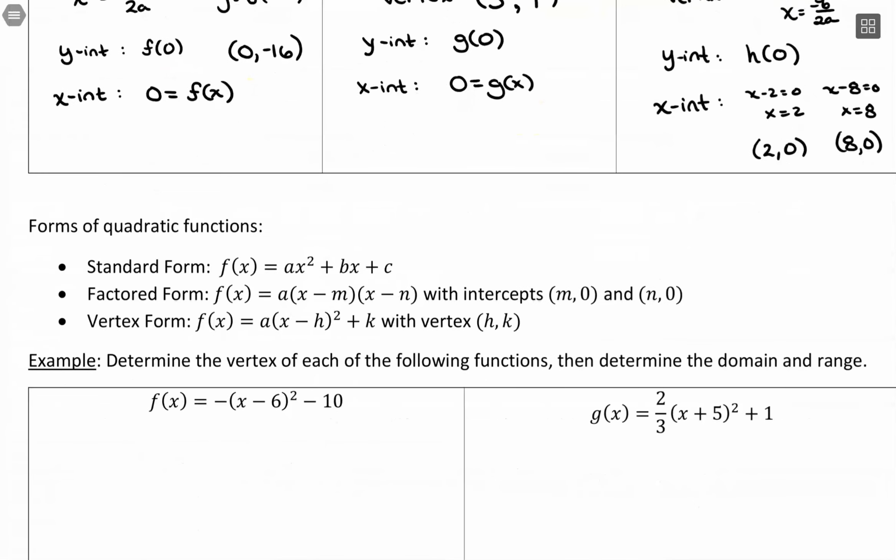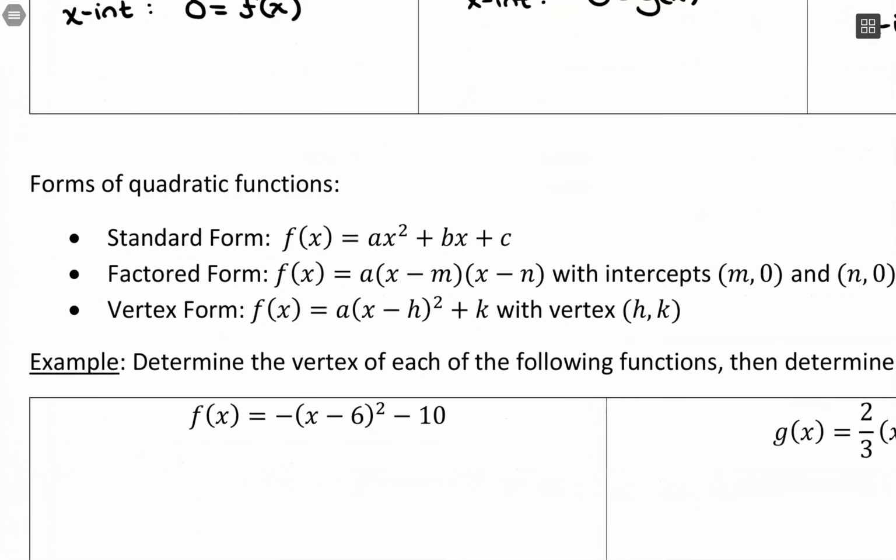So here's a summary of what we just talked about. We have our standard form, the factored form, where you can see your x-intercepts. So I'm going to specify that as x-intercepts. Vertex form, where you get the vertex using h and k, and again emphasizing that we expect subtraction to be there. So if you see minus h, you'll have positive h there. If it was plus h, you would have a negative number there.